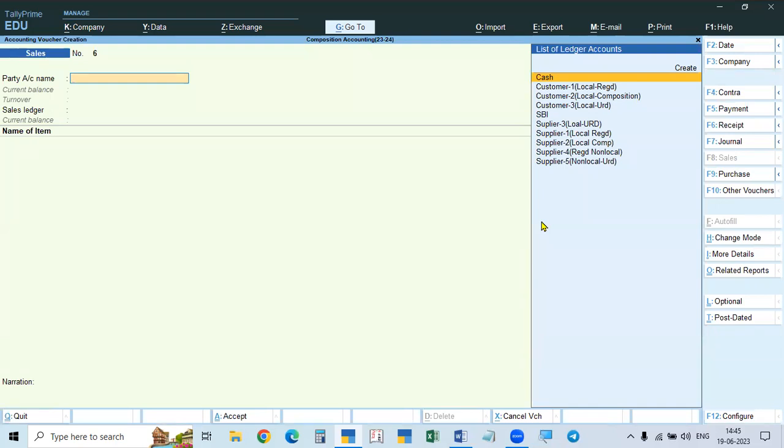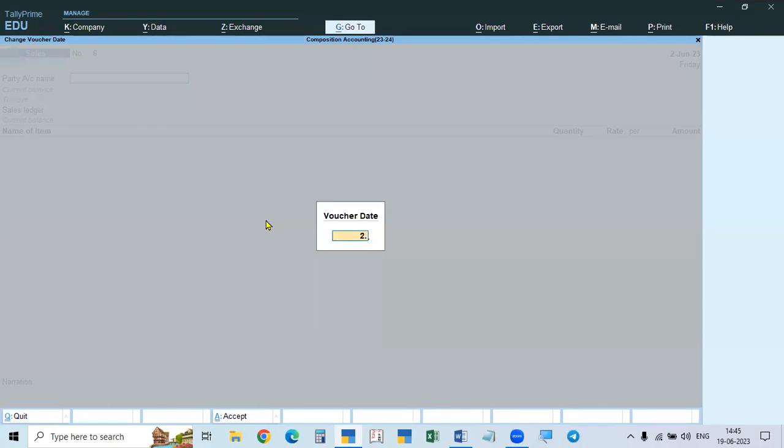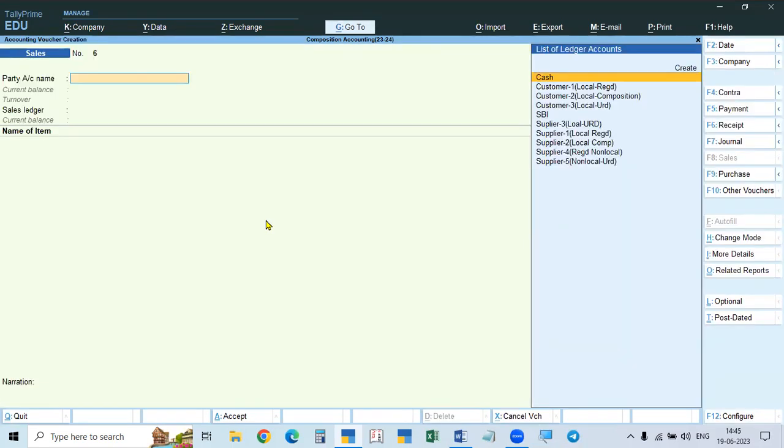July 18th we cannot take, because our education version does not allow that date. So we will take 2nd July. So for May, June we are making a payment on 2nd July. On 2nd July you have to make the payment.